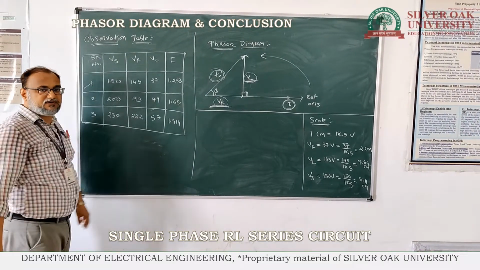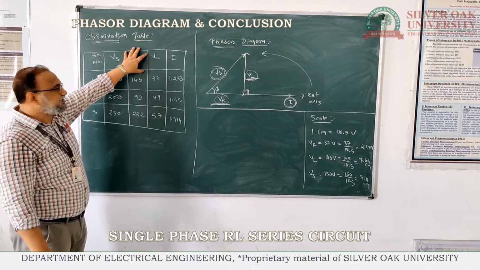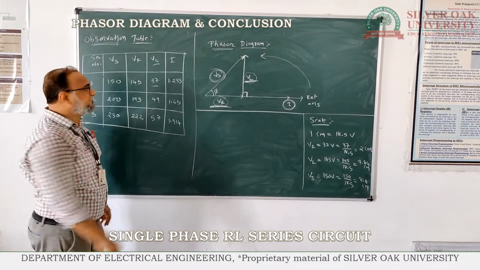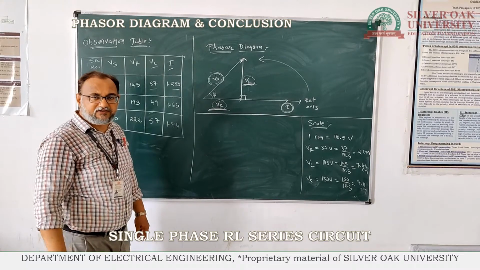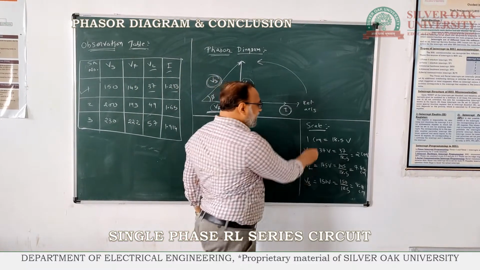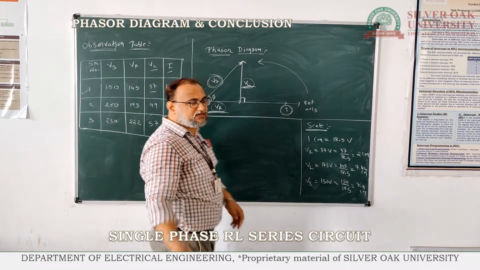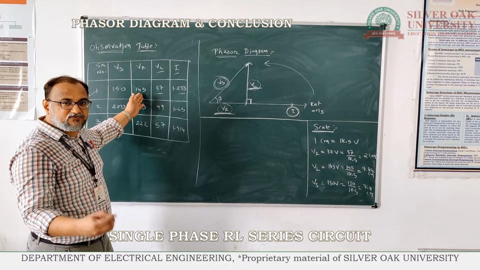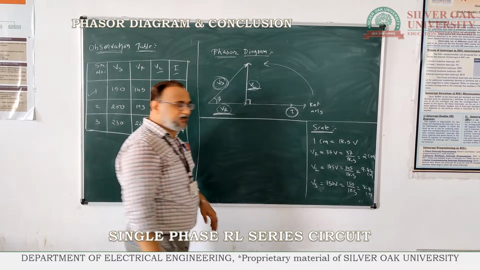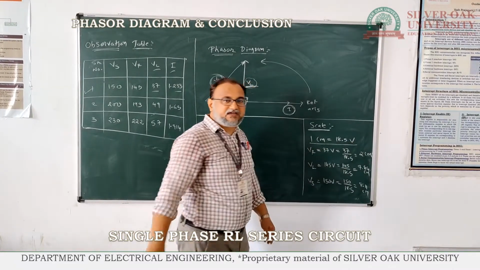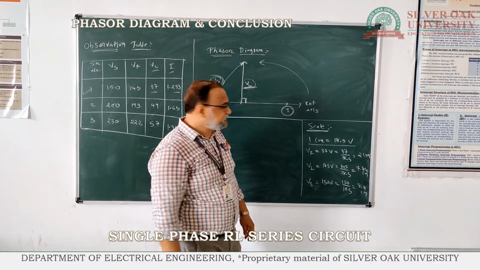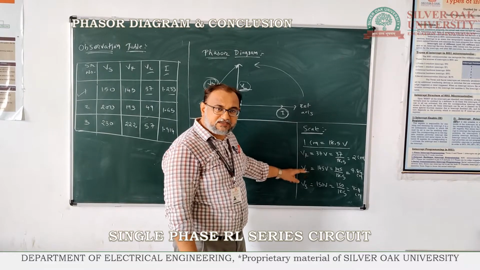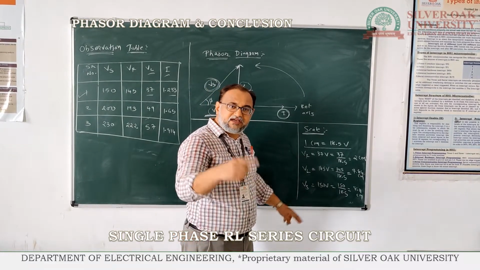Now we are going to draw this phasor diagram for our first reading, where the supply voltage is 150 volt, the voltage drop across the resistor is 145 volt, the voltage drop across the inductor is 37 volt, and the current is 1.233. For that we need to take a scale, because the supply voltage is 150 volt and the voltage drop across the resistor is 145 volt. We take the scale 1 centimeter equals 18.5 volt, and convert the voltage drops and supply voltage into that scale.